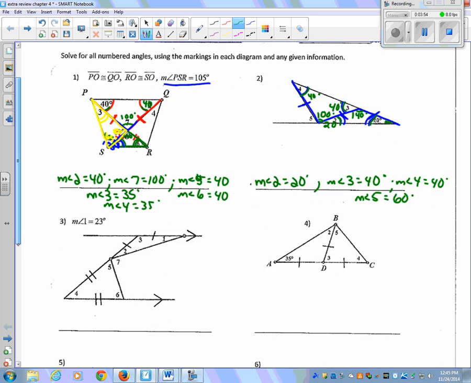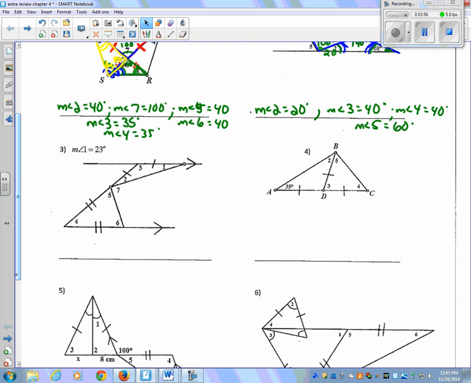All right, number 3. Got a lot of markings in this diagram to give us hints. Measure of angle 1 is 23 degrees. Measure of angle 2 is 23 degrees. Together that makes 46 degrees. This is an isosceles triangle. That's how we know those two angles are the same. 46 degrees, therefore 180 minus 46 gives us our leftover 134. So the measure of angle 3 is 134. Oops, let's do 2 first.